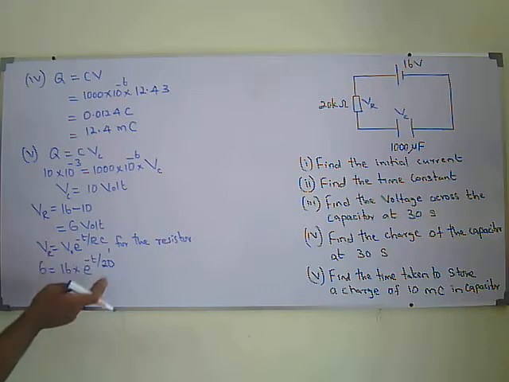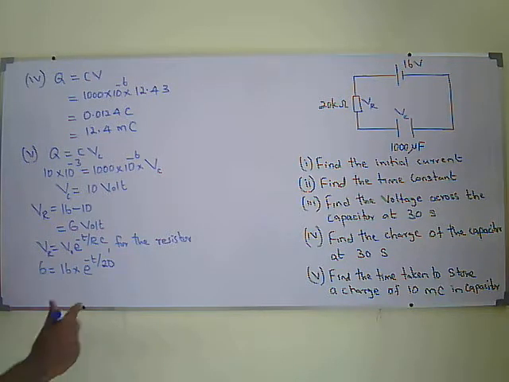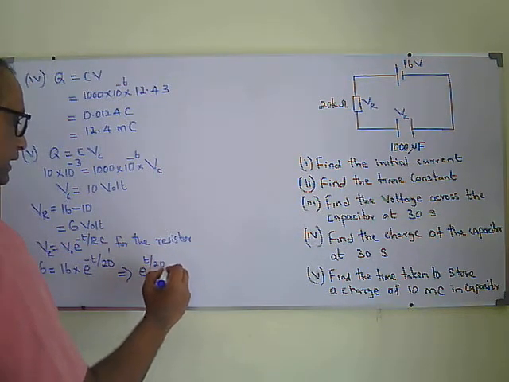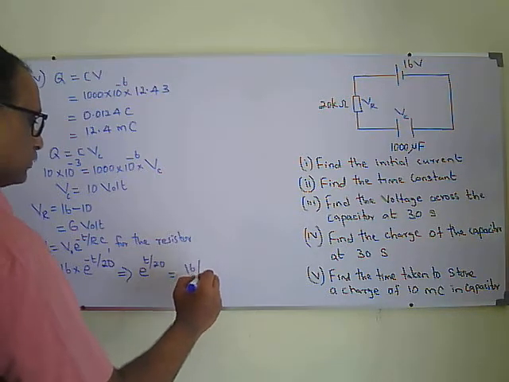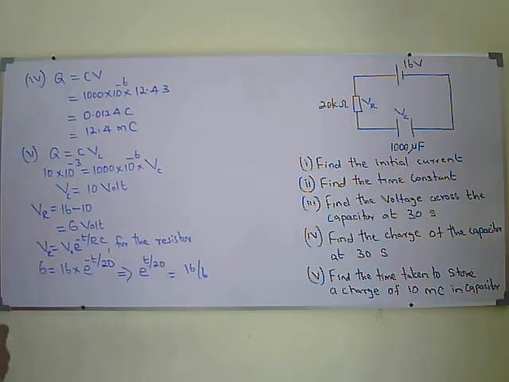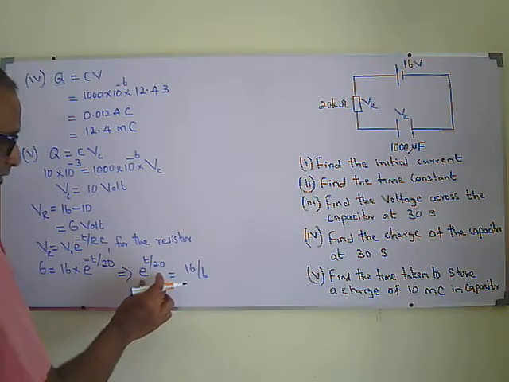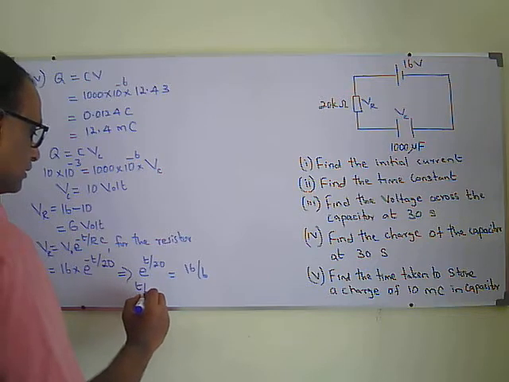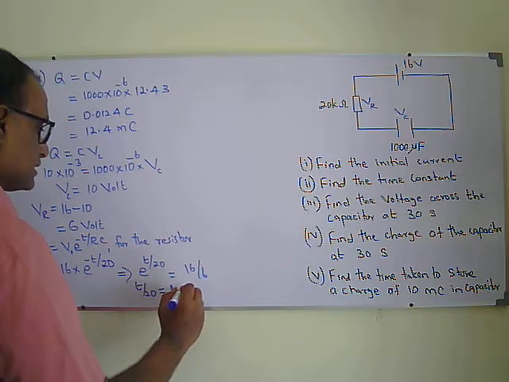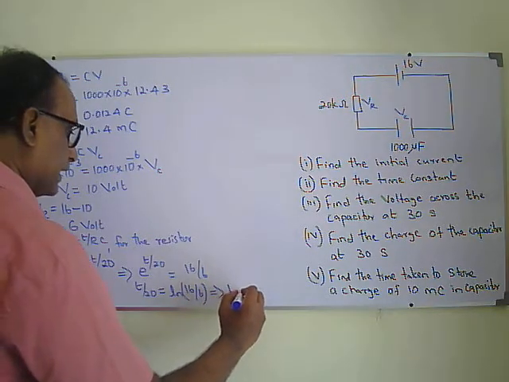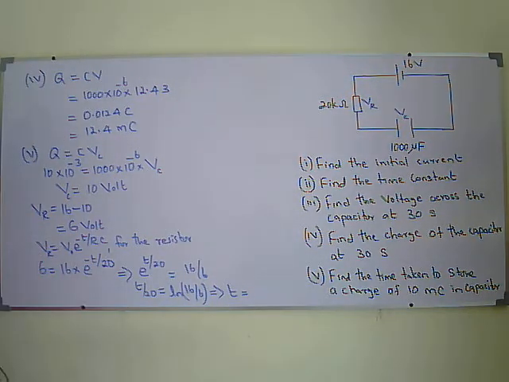I can write this as 1 over e to the power T over RC, and I can cross multiply and bring it down. So this will become e to the power T over 20 equal 16 over 6. Take ln on both sides. So T over 20 will become ln 16 over 6. Solve it and find the time. That's the time taken to store 10 millicoulomb charge in the capacitor.